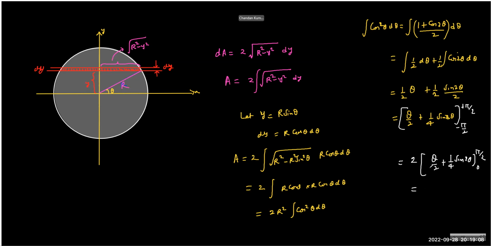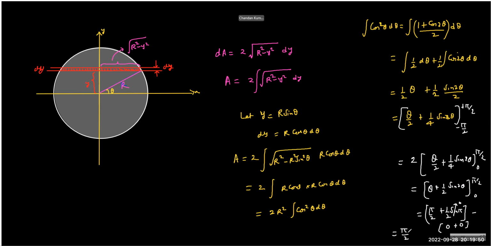So let's substitute it. Twice of theta plus 1 by 2 sine 2 theta, from 0 to pi by 2. So what will we get here? Substitute pi by 2 plus 1 by 2 sine 2 times pi by 2, which is sine pi, minus the lower limit 0. So does anyone know the sine pi value? Sine 180 is how much? Sine 180 is actually 0. So this entire integration is pi by 2.